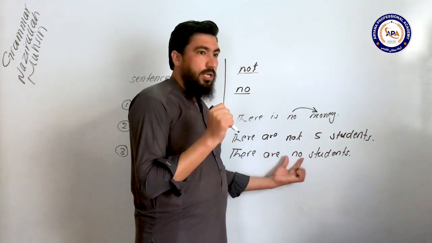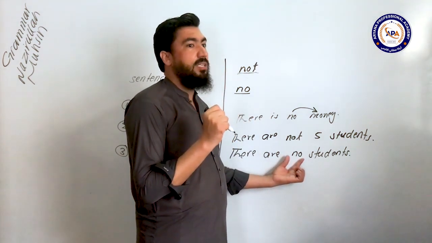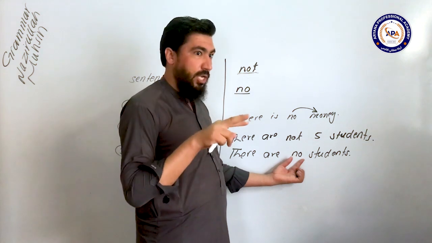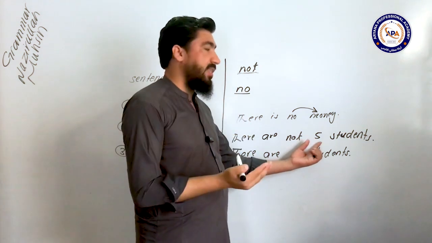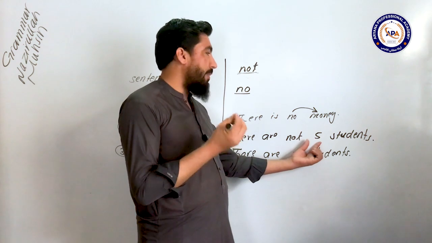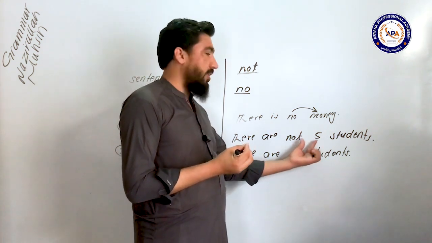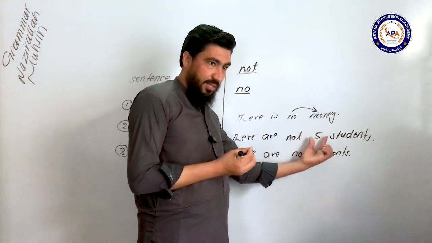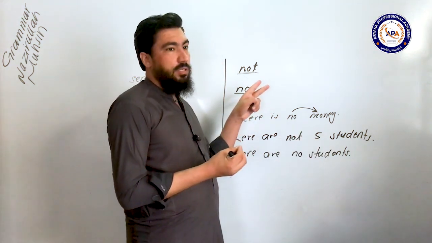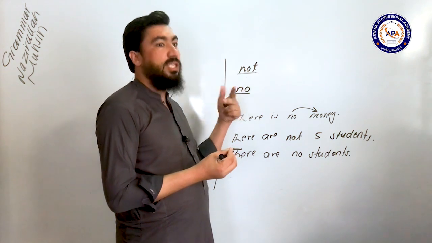Like there are no students. There are not students. Then you can use them interchangeably. But if there is an amount of something, the no is incorrect to be used. Then you have to use not in order to negate the meaning of this word. So they're used differently. They're not used the same.